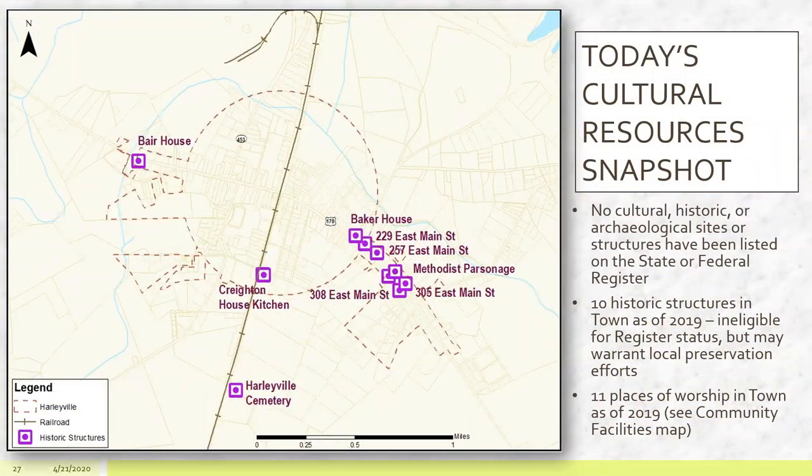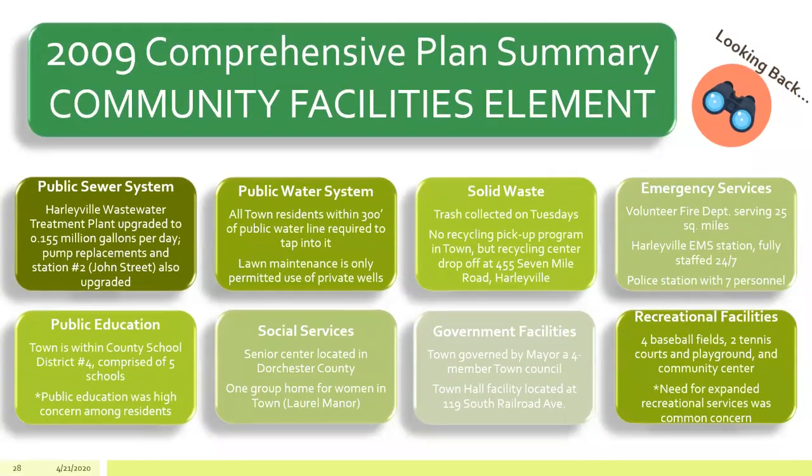Moving to just the sort of map of these cultural resources, note that the places of worship are shown in the community facilities map coming up. Again, there's no real change to the cultural, historic, or archaeological sites previously identified in town in 2009 and then again as of today. But those still may warrant some local preservation efforts. And as of today, we actually identified 11 places of worship in town, so that has increased in time.